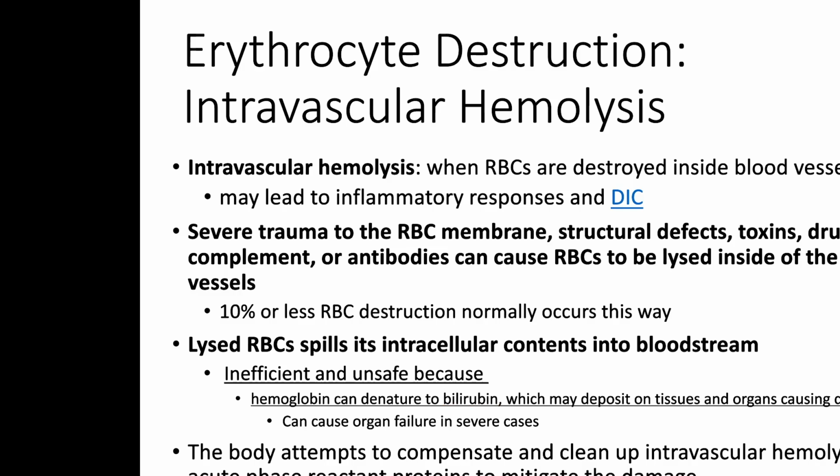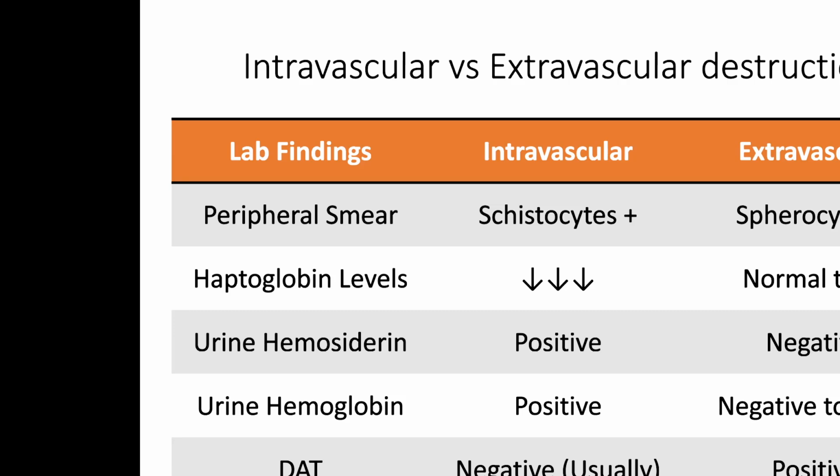But your body's good at coping and surviving. So your body can compensate and clean up intravascular hemolysis by using acute phase reactants. The biggest ones that we talk about are haptoglobin and hemopexin, whose job is to transport bilirubin into the liver. When bilirubin is transported into the liver, then we can conjugate that bilirubin and excrete it into the biliary duct or filter it out in our urine. And these are the labs that you want to be ordering if you're trying to figure out if this patient is having an increased amount of extravascular hemolysis or intravascular hemolysis.